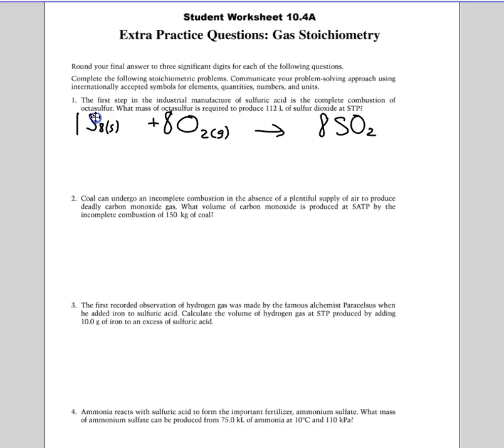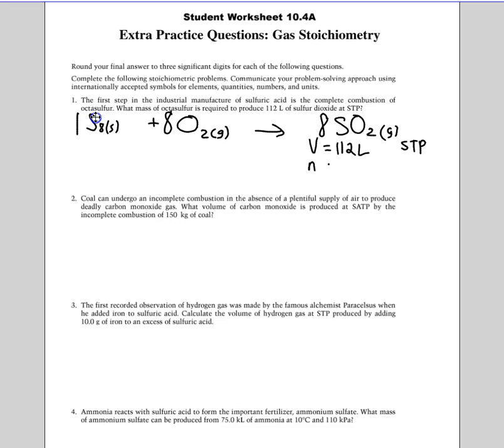Now in this case, our product is a gas. One of our reactants is a gas. So we have to be careful when we look at reactants as a pair that we don't apply mole ratios to those, because only one of them is a gas. So what mass of octasulfur is required to produce 112 liters of sulfur dioxide at STP? So we have our volume here, which is 112 liters. Now what we can do with that, since it's at standard temperature and pressure, is we can convert that into a number of moles.